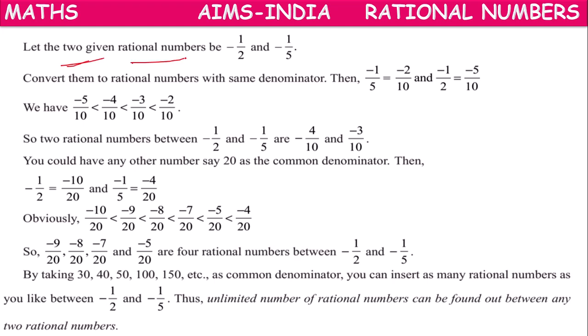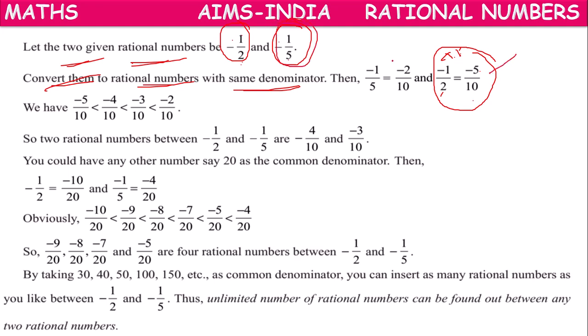So let's take two rational numbers, minus 1 by 2 and minus 1 by 5. First we have to convert them to rational numbers with the same denominator. Here the LCM of 2 and 5 is 10. So we have to make the denominator 10. Minus 1 by 2, multiplying with 5: minus 1 into 5 is minus 5, 2 into 5 is 10. We can write minus 5 by 10.